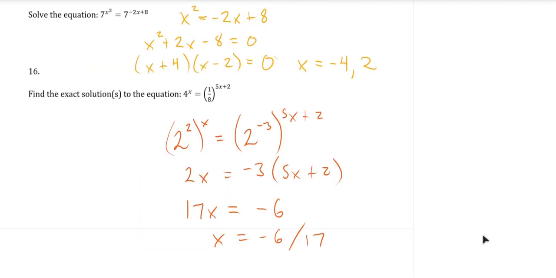If we sort of squint our eyes and cock our head to the side, we can see that they're both powers of 2. 4 is 2 squared, and 1 over 8 is 2 to the -3rd. Using the power of a power property, we can see that this is going to give us the equation 2x is equal to -3 times (5x plus 2). Distributing and combining our like terms, bring them over, we solve for x to give us negative 6 over 17.